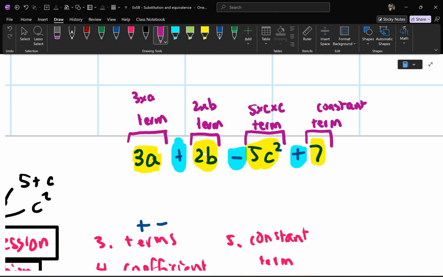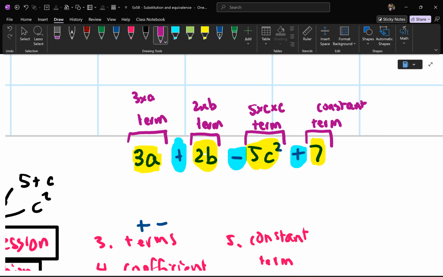The expression is made up of 4 terms in this particular example. The signs do matter. This means this is a positive 2b. This is a negative 5c squared. And that's a positive 7. The one at the front, there's no sign, but technically that's a positive 3. So hence, positive 3a. Each one is a term.